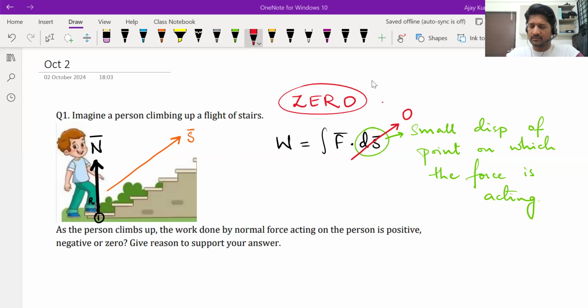It seems very easy to say that the person is moving up, normal force is acting upward, so work done should be positive. That is wrong. Normal force is not doing any work there. If normal force had been doing work, it would have been supplying energy to you. But that is meaningless. When you climb stairs, you lose your own energy. Where do you get energy from the steps? You don't.